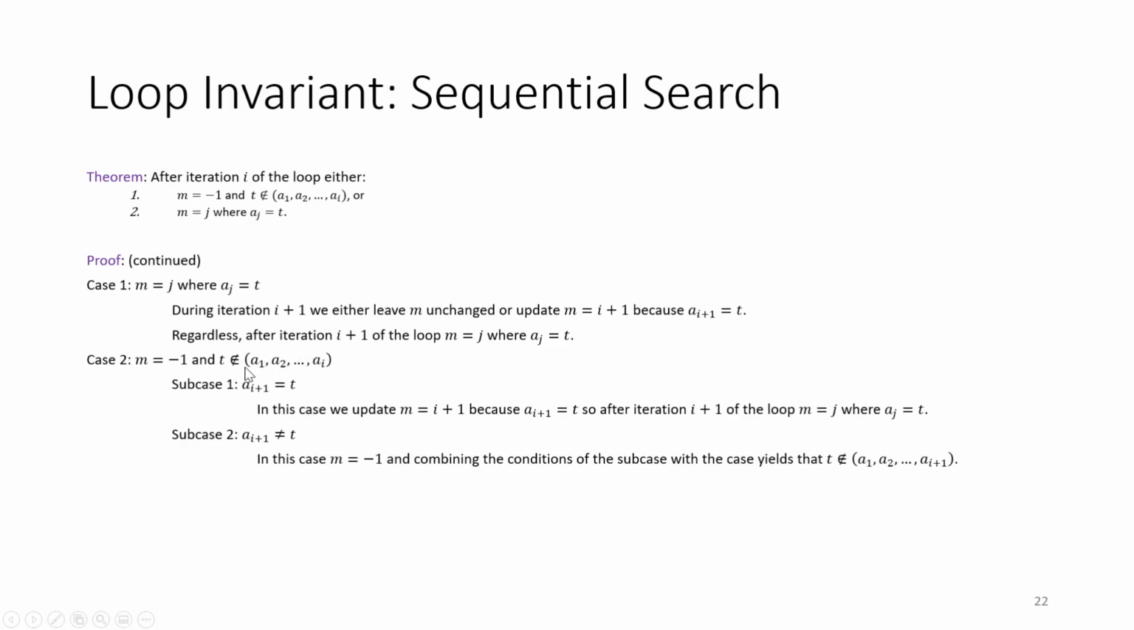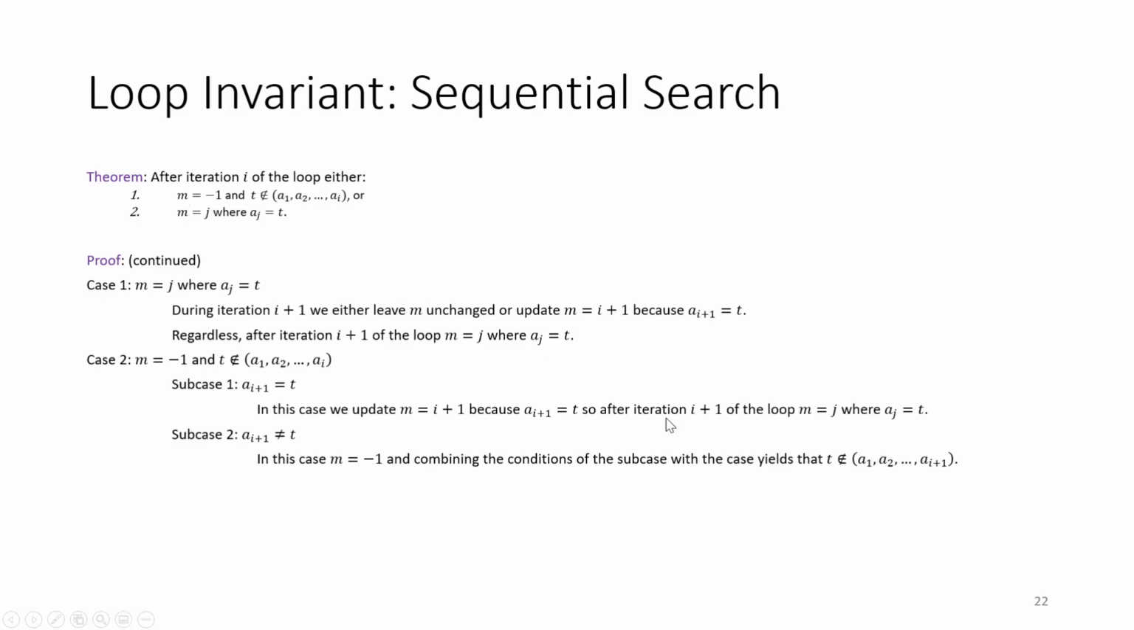Now let's think what happens again. Just like before, in case 1, when we go into this step here in the code, we're going to do this comparison of a_{i+1} to t. And as a result of that, we either leave it unchanged or we update. So here I'm going to split those into 2 cases. Either they're the same. If they're the same, then this would be an update. So this is the same as this case above here. In this case, we update m equals i+1. Why? Because they were equal to each other. That was what we stated in the subcase. So after iteration i+1, here's the case where we've moved from the m equals -1 case to the m equals j case.